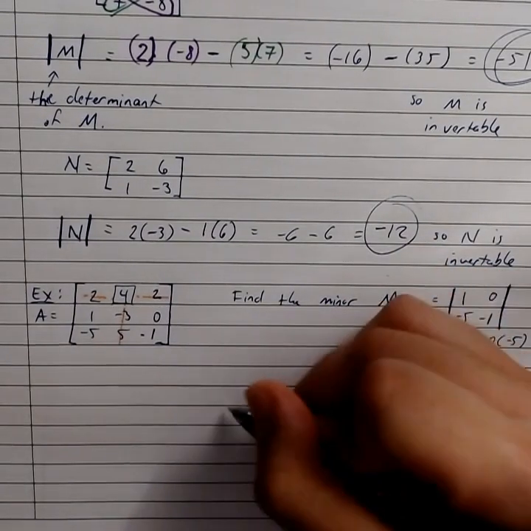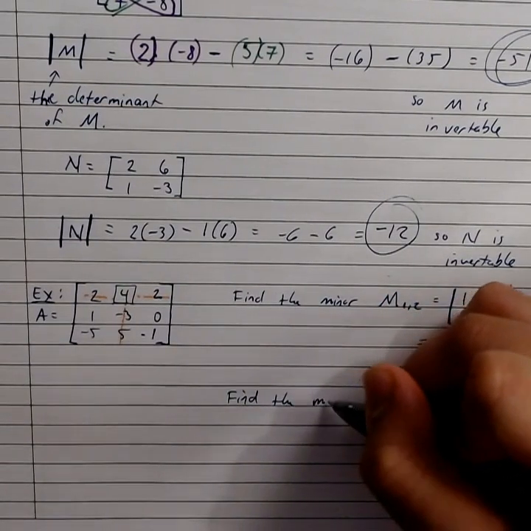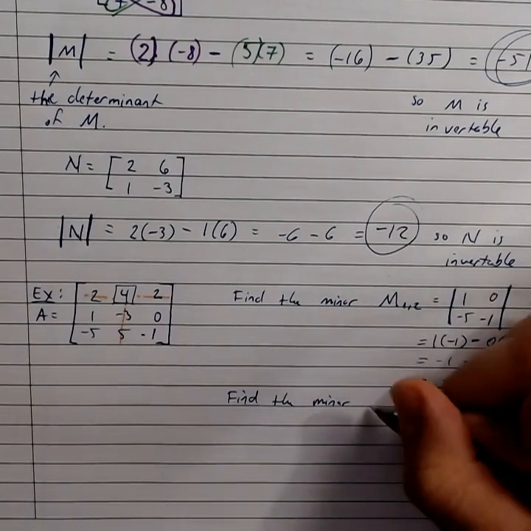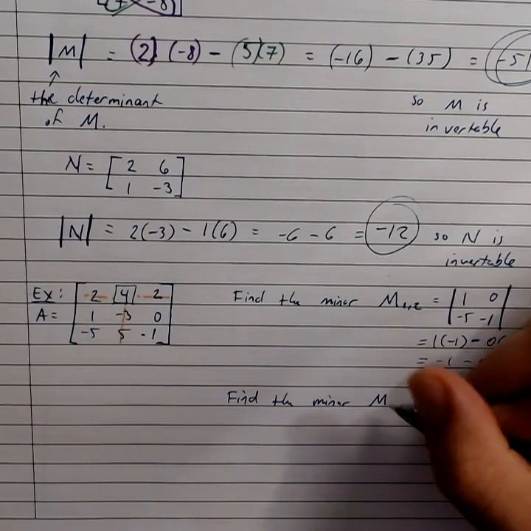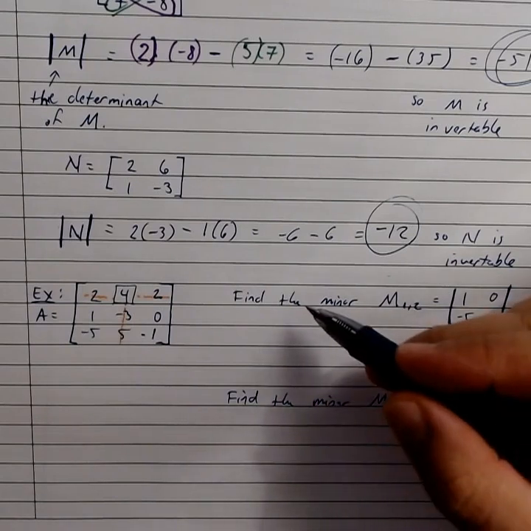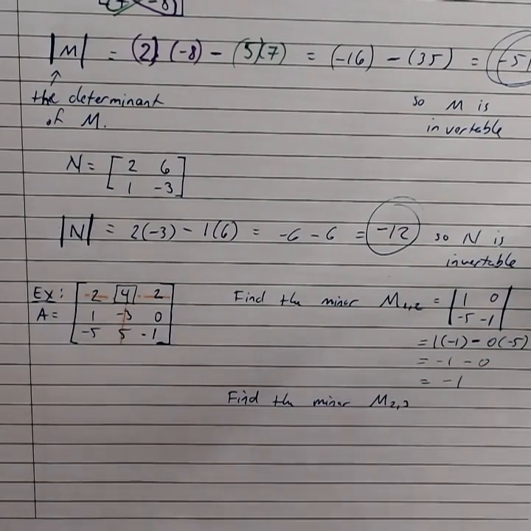Go ahead and find the minor given by M, let's just say, what do I want to do? Let's go with 2, 3. Find the minor M23. All right, so give that a try. Pause the video, and once you have an answer, go ahead and unpause, and we'll go through it together.